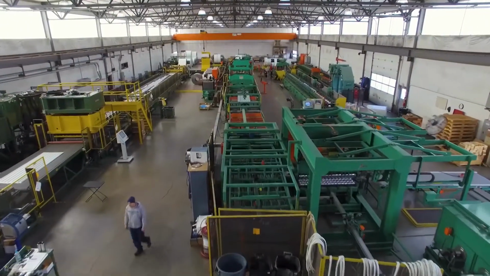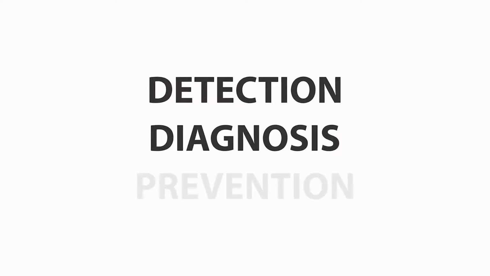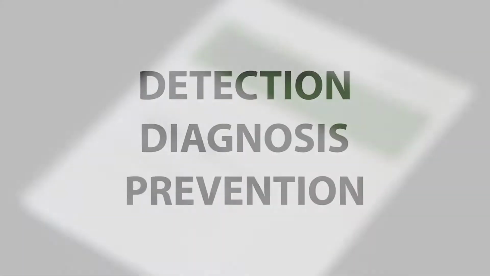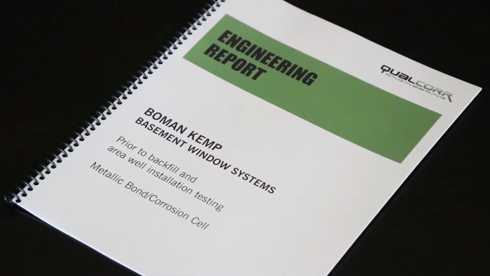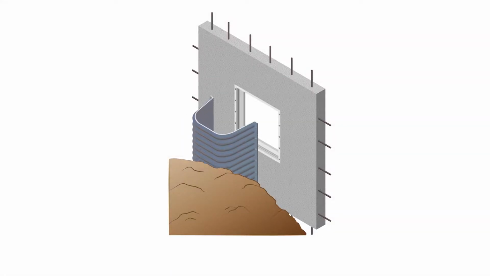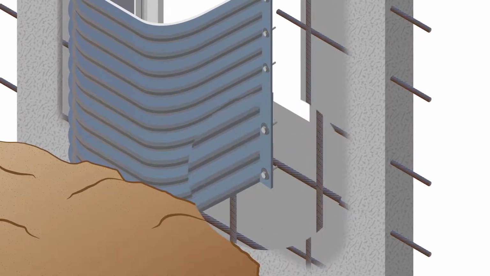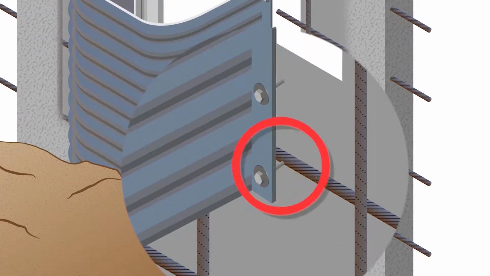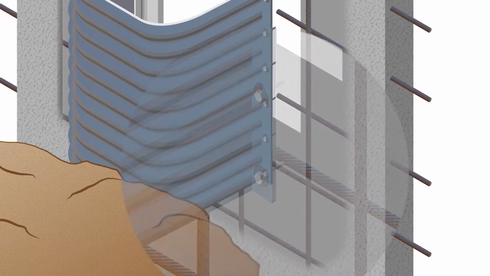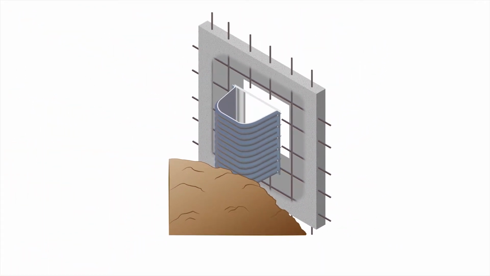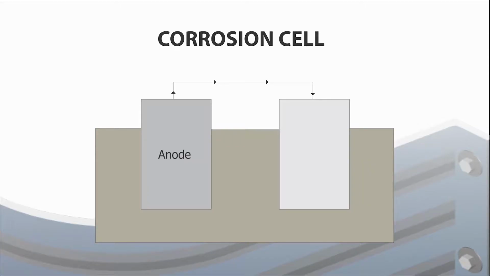In 2005, we hired the services of Corrosion Engineering, a consulting company specializing in detection, diagnosis, and prevention of corrosion. Corrosion's research found that the failed area wells experienced corrosion because a corrosion cell had been created. A corrosion cell occurred because a low-resistance path between the area well and the rebar was introduced through the anchoring hardware. 4 components are necessary for a corrosion cell to occur: an anode, a cathode, an electrolyte, and a metallic path connecting the anode to the cathode.